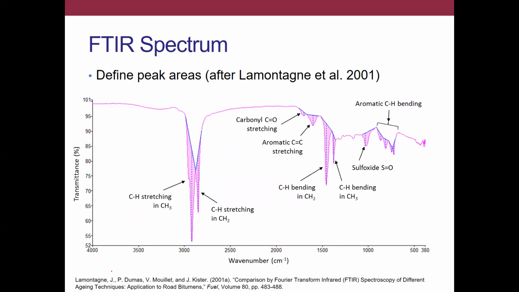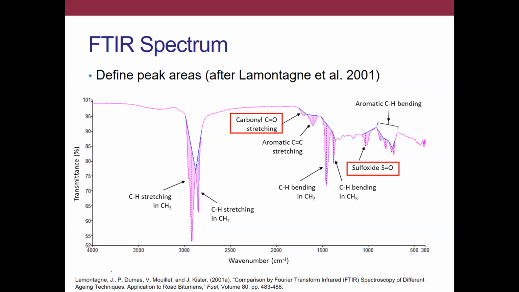This is an example of my data, and this method was established in the literature. You can see the citation below, but you basically measure these peak areas and then take the ratio of these peak areas. In particular, the only ones that we're interested in here are the carbonyl and the sulfoxide groups, right? Because those are the ones that, according to the literature, should show a stronger chemical affinity with calcium-bearing compounds.